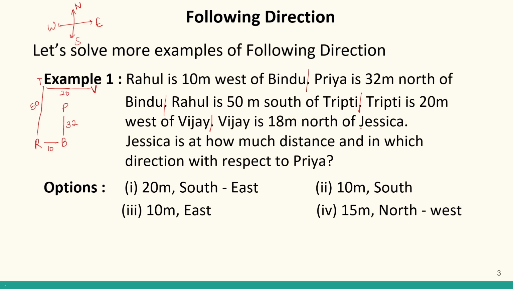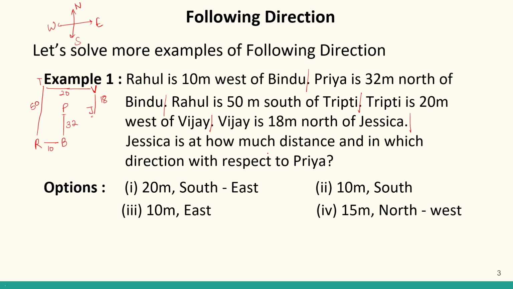Vijay is 18 meter north of Jessica. So Vijay is 18 meter north of Jessica. So 32 plus 18 will give me how much? It will give me 50 meter. So by this we know that P and J will be in the same line. We are coming 18 meter south, and from here we went 32 meter north. So both of these P and J fall in the same line. Now the question is, this is the information that is given to us. Based on this information, we'll solve 3 questions today.